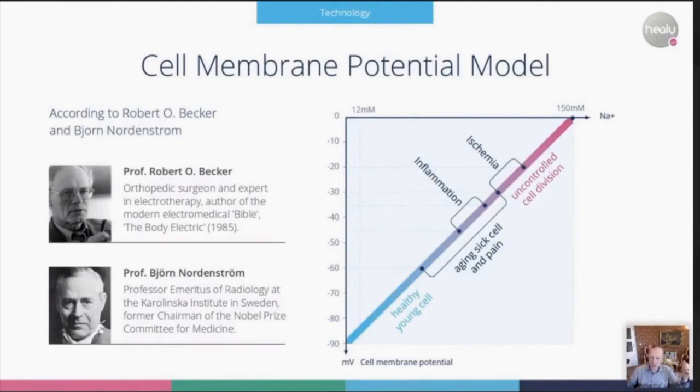And here we have areas where inflammation or ischemic situations or pains are predominant. This model actually goes back to two great researchers, Robert Becker and Björn Nordenström, and especially Björn Nordenström. Both of them are amazing pioneers with a very strong standing in the scientific community. Björn Nordenström was even the former chairman of the Nobel Prize Committee for Medicine.